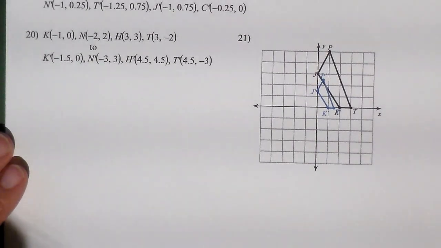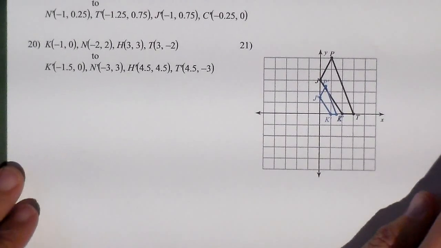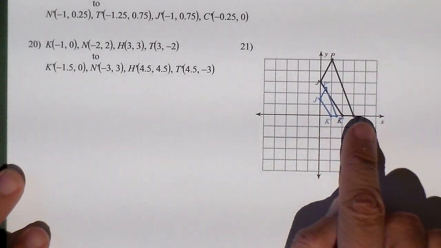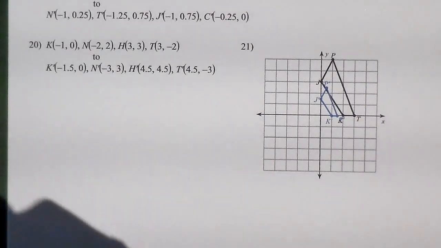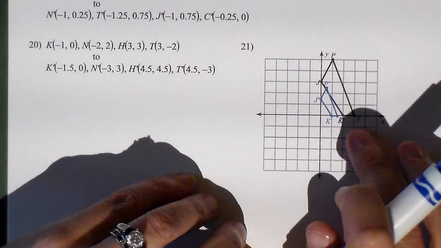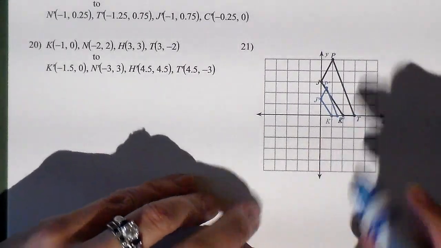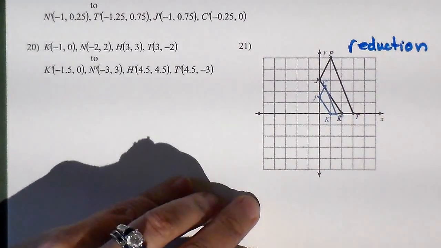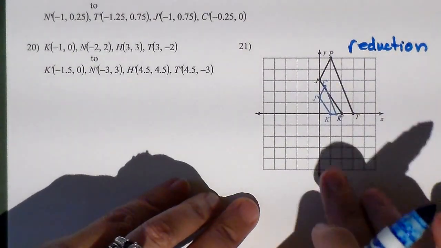So the last thing I'm going to show you is the dilation rule. The question is, how did I get from this one to this one? For number 21, we're going to say that the black one is the original and the blue one is the image, which means we are doing a reduction. So let's get the coordinates, the black one first.